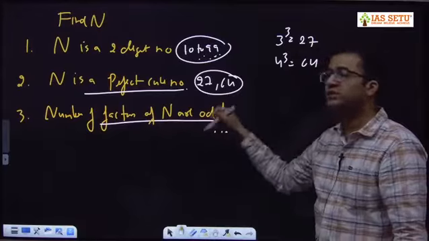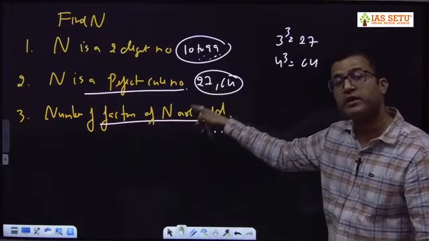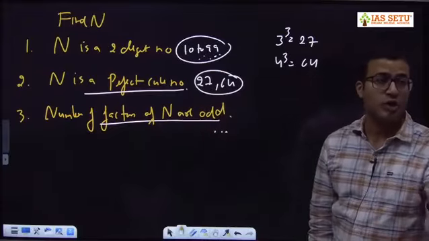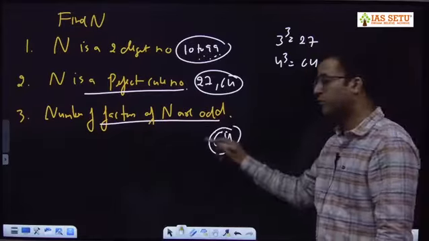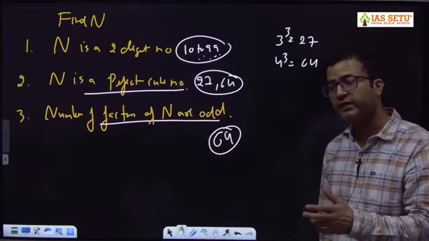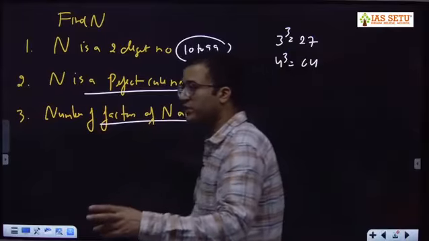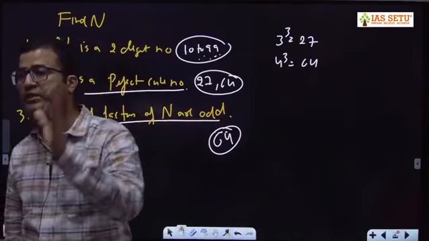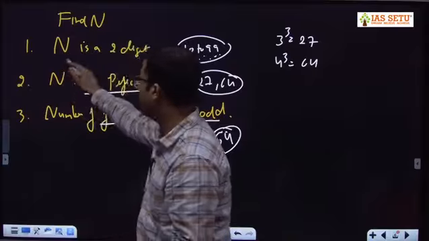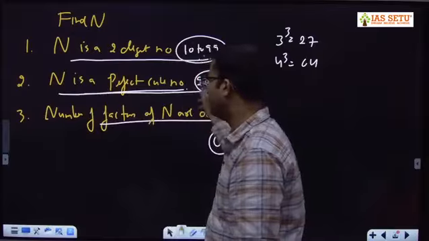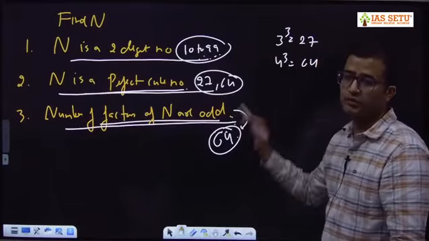Then the third piece of information is that the number of factors of n is odd. Out of these two numbers, tell me which one is a perfect square as well. 64, because 27 is not a perfect square number. So the answer is 64. This is the way I can ask a question: either I will ask a direct question, like n is a two-digit number which is a perfect square as well as a perfect cube, tell me n. Or indirectly, I will check your knowledge: n is a two-digit number, n is a perfect cube number, the number of factors of n is odd, which itself means n is a perfect square number.